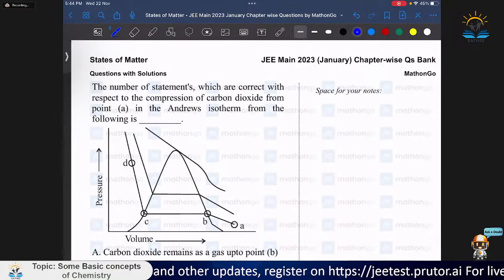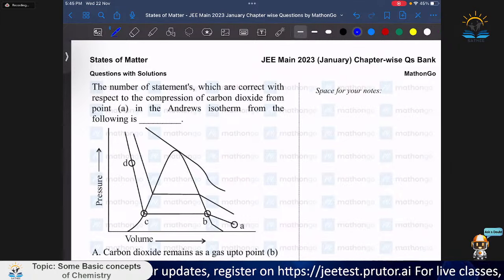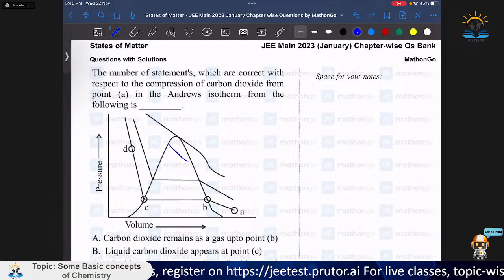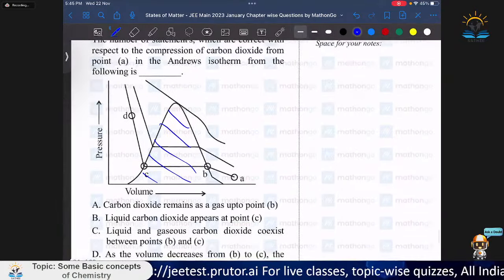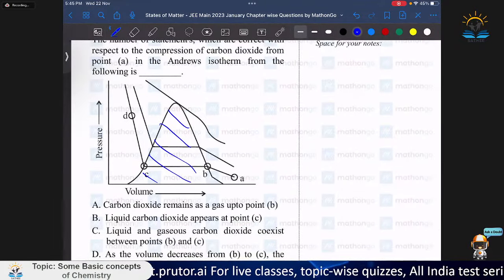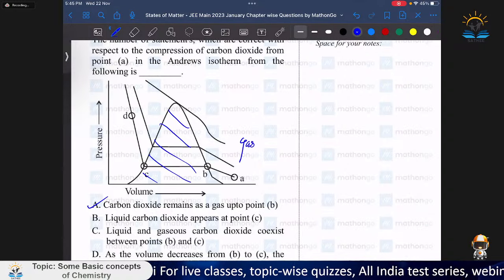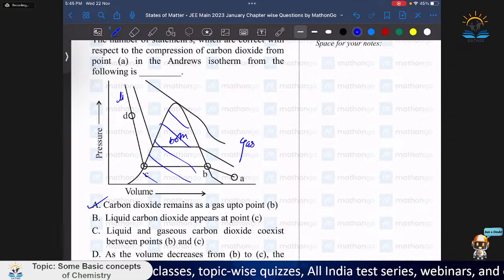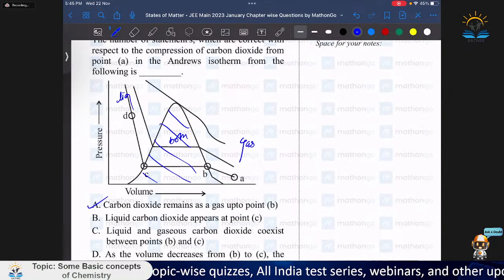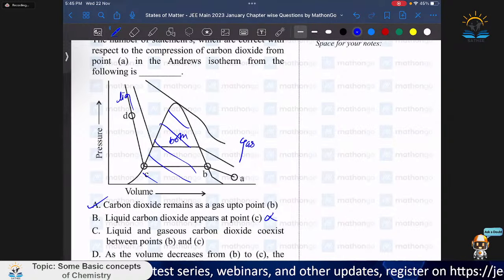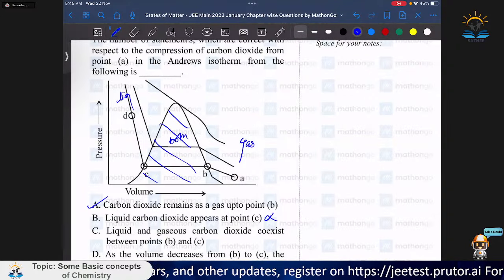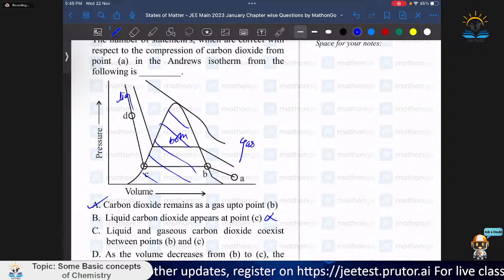Next, the number of statements which are correct with respect to compression of carbon dioxide in the Andrews isotherm. This is the dome part which I was talking about, and we have to say which statements are correct. Carbon dioxide remains a gas up to point B. It is absolutely correct. This is gas, this is both, and this is only liquid. Carbon dioxide liquid appears at point C. This is incorrect, it appears at point B only. From point B to C, there is an equilibrium between the gas and the liquid because it is in the dome, so both will coexist.